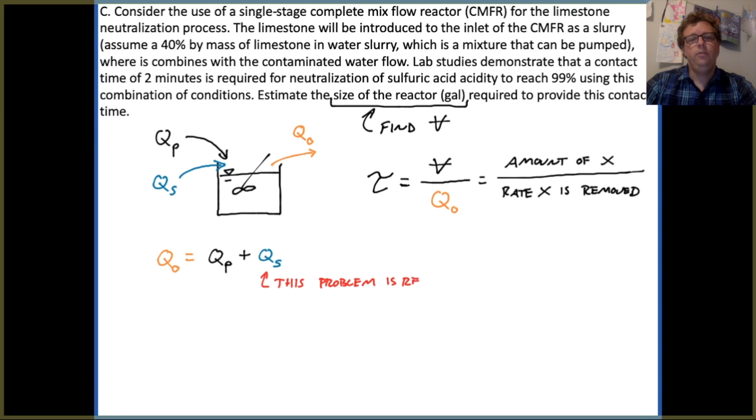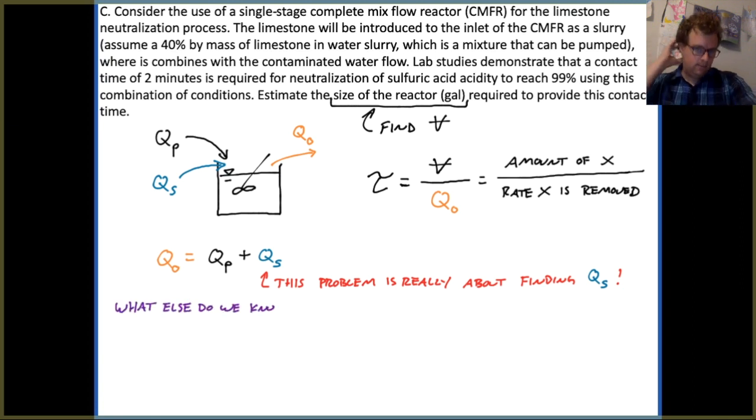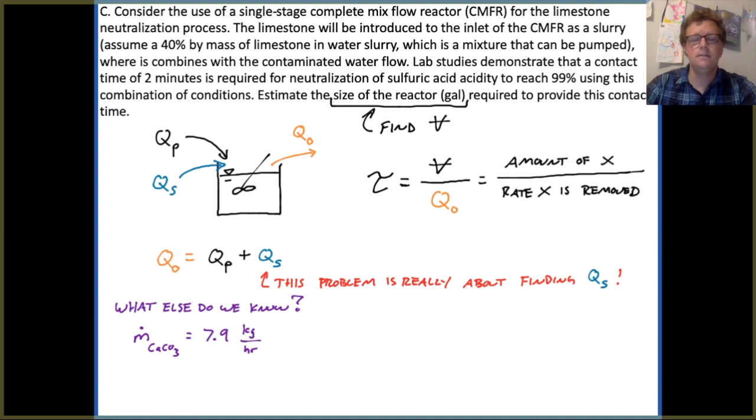Okay, so this makes the problem look like we need to find the outflowing rate. Well, we know it's the sum of the 2 that go in. One of those in black is 1 million gallons per day. So this problem is really about finding the flow rate associated with the slurry, QS. So to find QS, that doesn't show up in any of the other equations written above. So we've got to start thinking creatively.